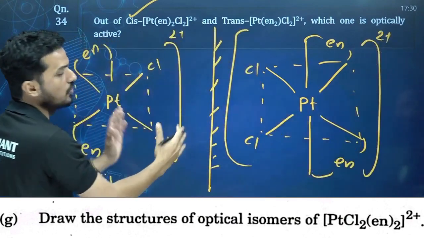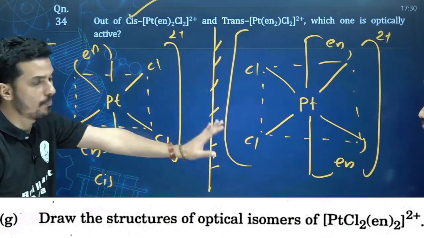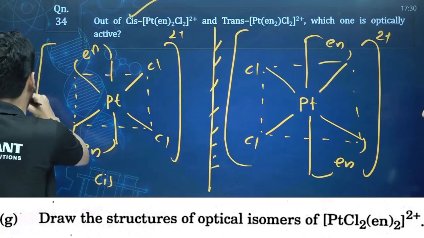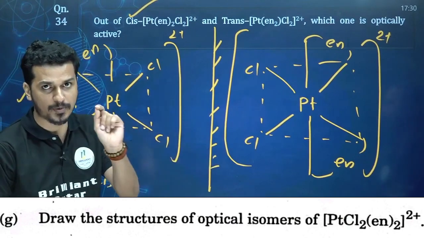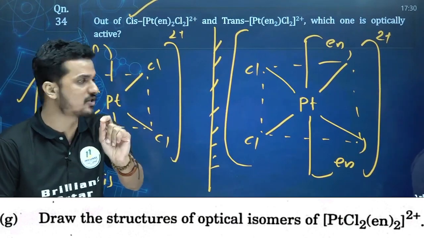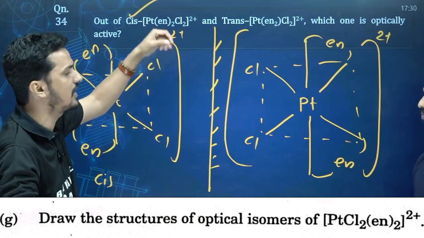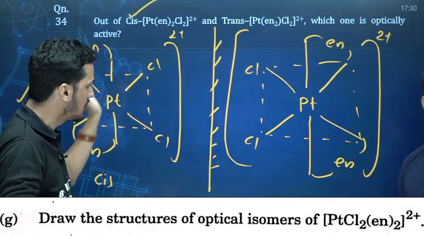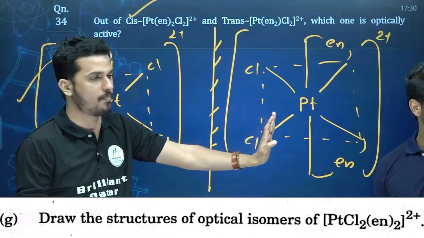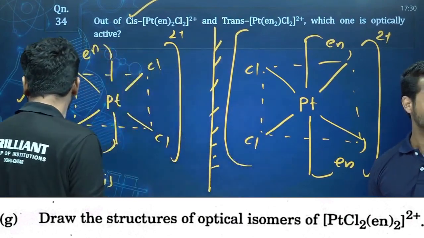Actually, they are not superimposable. They are not superimposable. That's why they are optically active. Cis is optically active. That idea you have to remember. If they are simply asking for one mark or half mark, then directly you can write the answer. If it is a 2 mark question, then you have to draw the structure and answer it properly. If it is the case of trans, how can I draw?